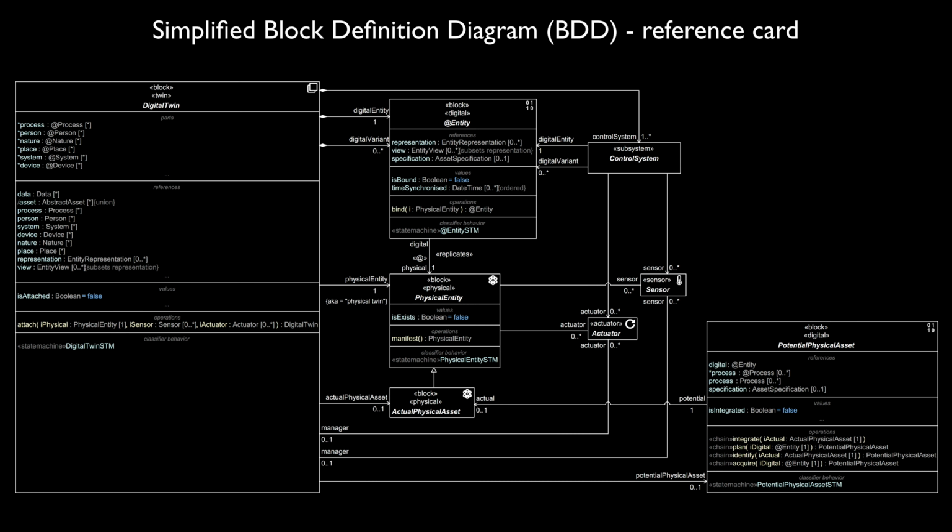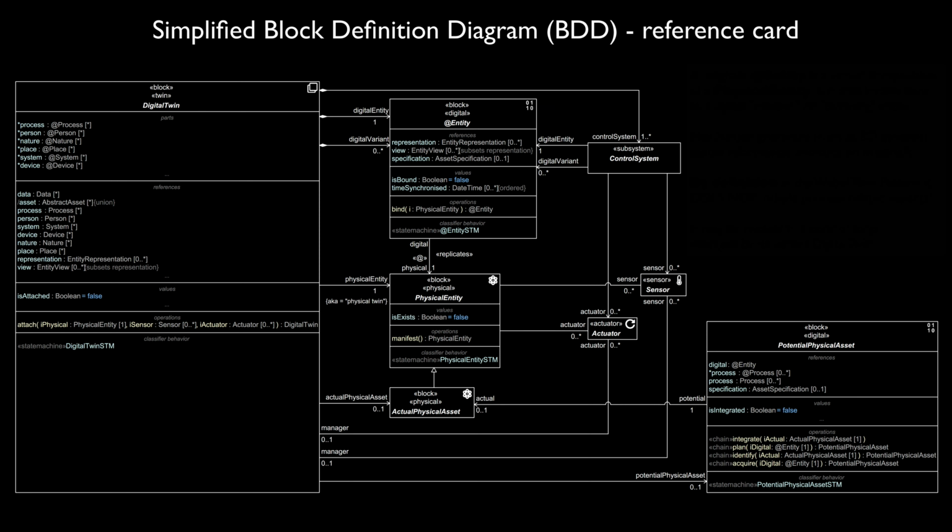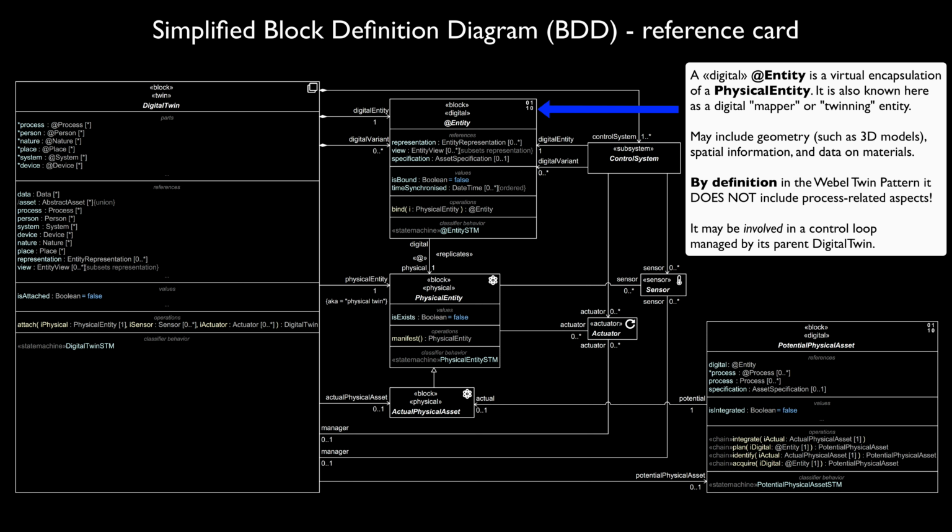This is a simplified block definition diagram of the main blocks that are involved in the simulation. The block physical entity refers to something that can be sensed and acted upon in the real world. It has material mass and is subject to the laws of physics. A digital entity, indicated by an @ sign, is a virtual encapsulation of a physical entity. It is also known here as a digital mapper or twinning entity. It is not the digital twin.